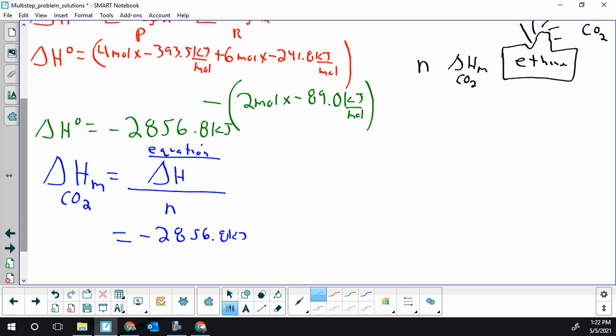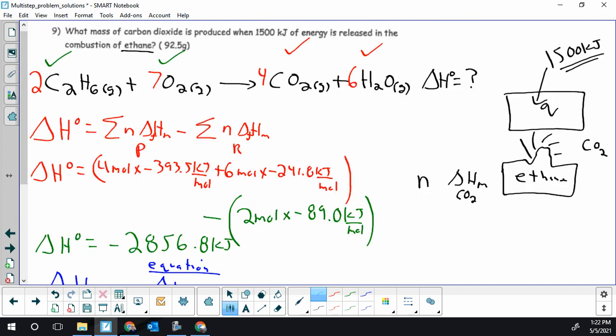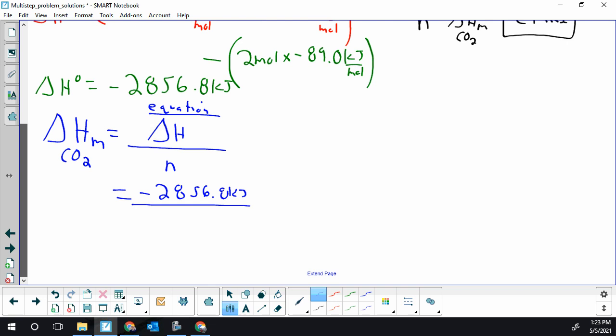So that's the kilojoules from the equation. Carbon dioxide, how many moles caused that? 4 moles were produced to get this amount of energy. And that 4 is not one significant figure. It is perfectly exactly 4, infinite sig figs. Okay. So all this work just to get the molar enthalpy. Every mole of CO2 produced, we're going to get 700-ish kilojoules.